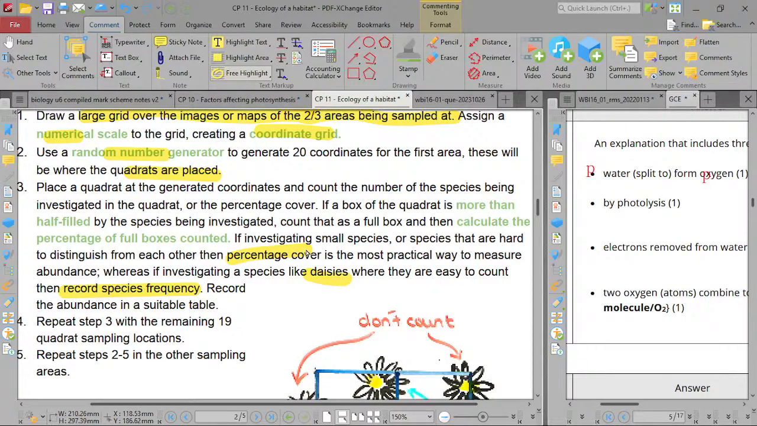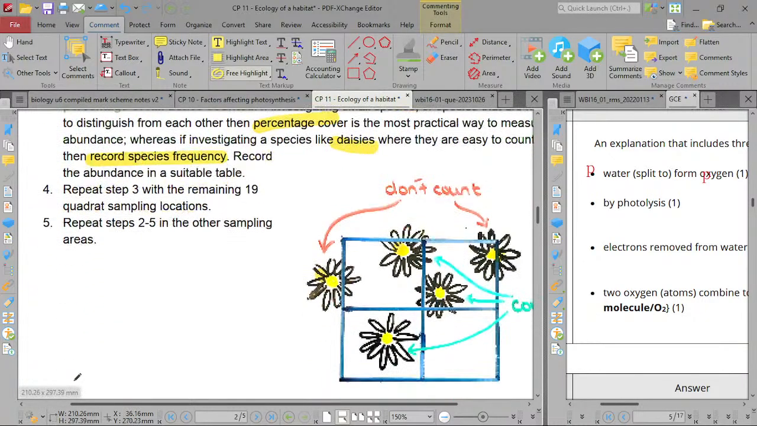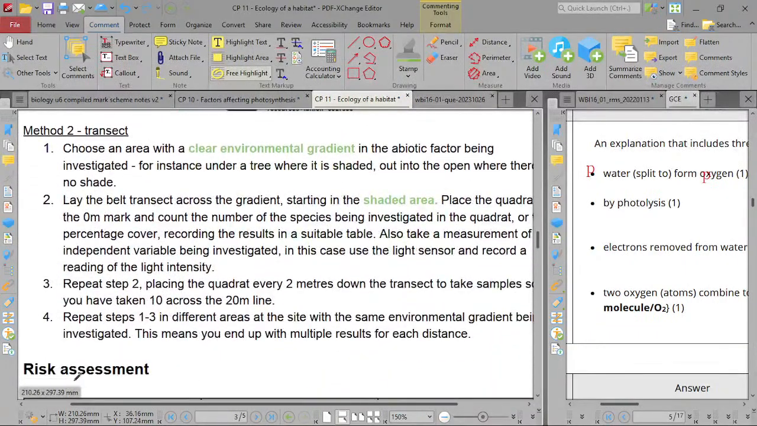And we can do it by, again, counting the number of species being investigated. Repeat step 3 with the remaining 19 quadrat samples and repeat steps 2 to 5 in the other sampling areas. So that's the entire process for quadrat.